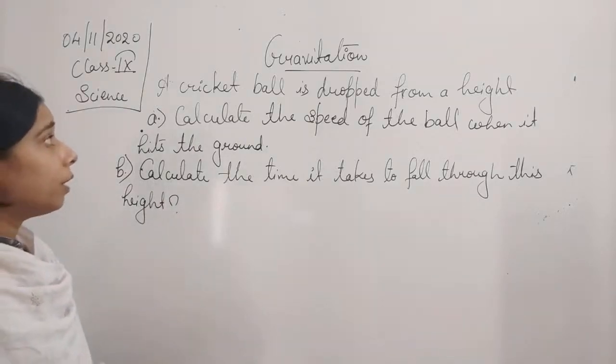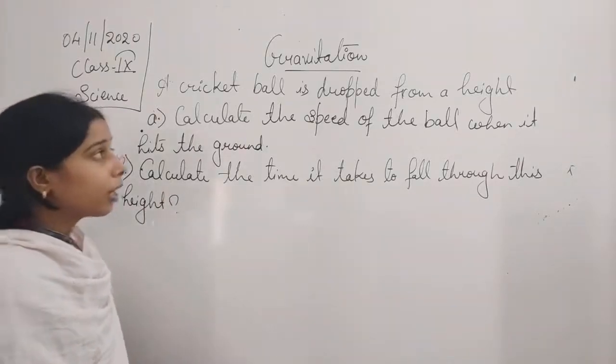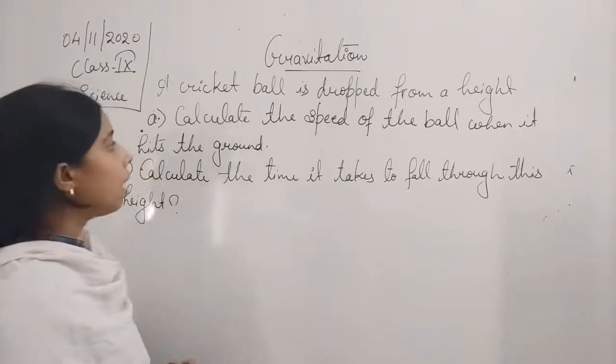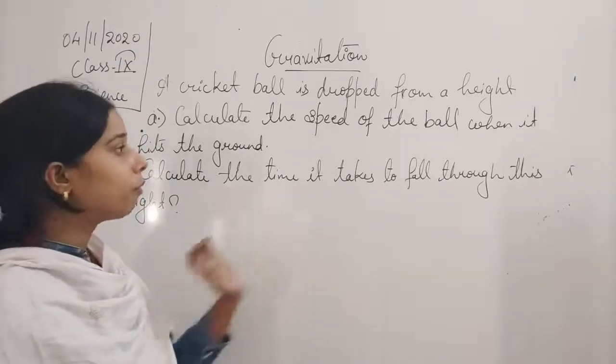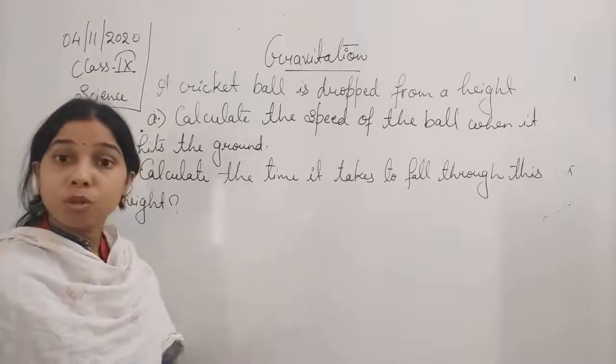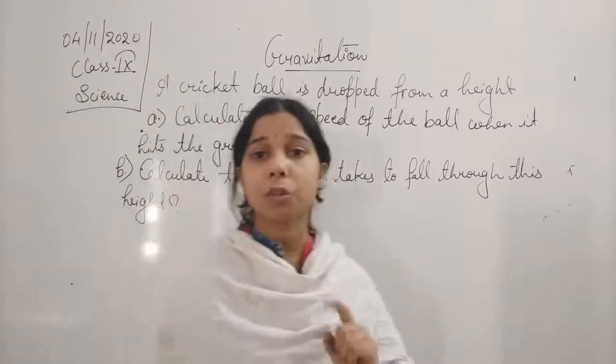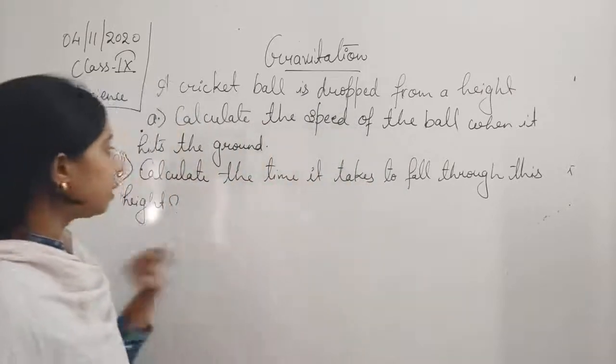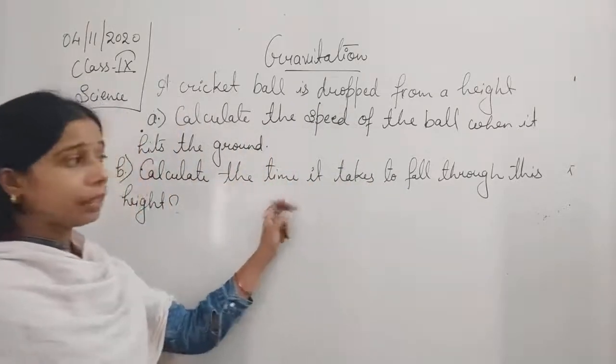So you see student, the question is given, that is a cricket ball is dropped from a height. So height is not mentioned here, and we have to find the speed of the ball when it hits the ground. So when it hits the ground, it means we are going to find the final velocity. Okay, and in the second case, we have to find the time.